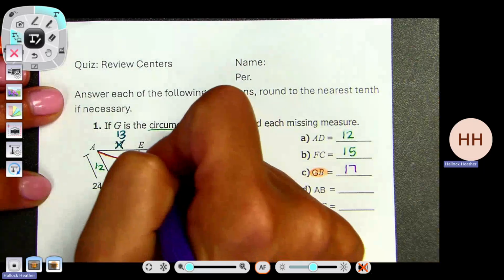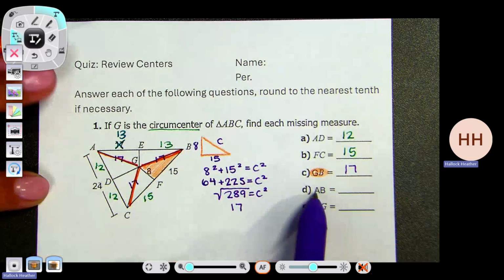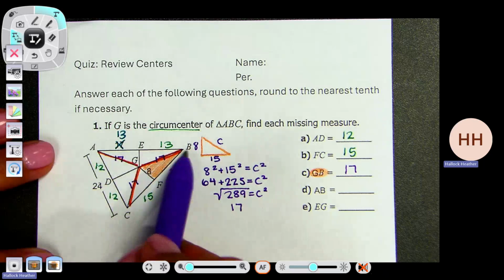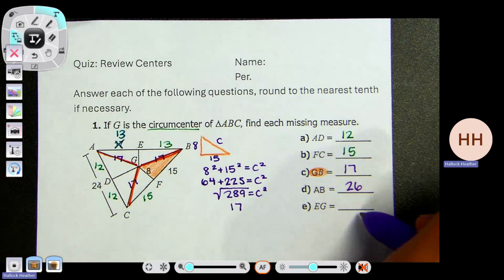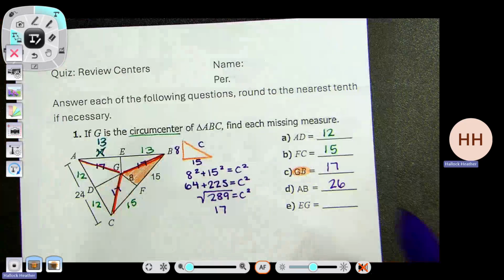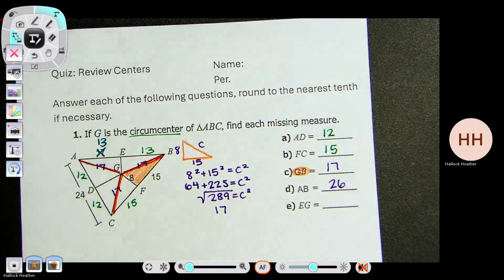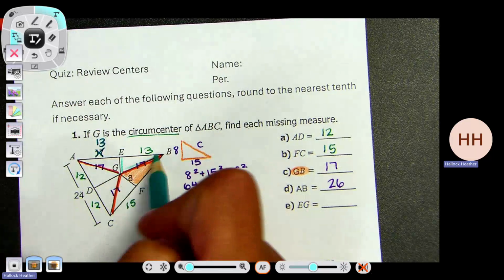I'm going to put that on my picture and I'm going to move it around. 17, 17, 17. A to B, this total would be 26. And then EG, we have to find this piece. So I'm going to use this triangle over here.